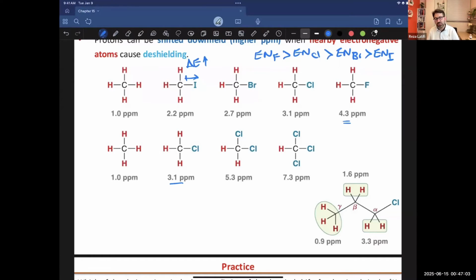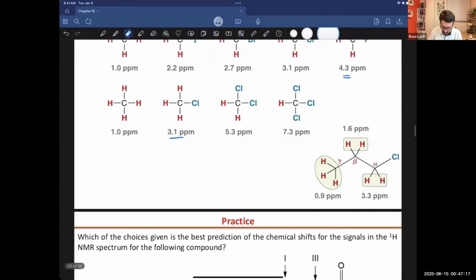And if you turn it to chloroform, a compound with 3 chlorines and 1 hydrogen, the chemical shift turns to 7.3. Another example is we have this molecule.